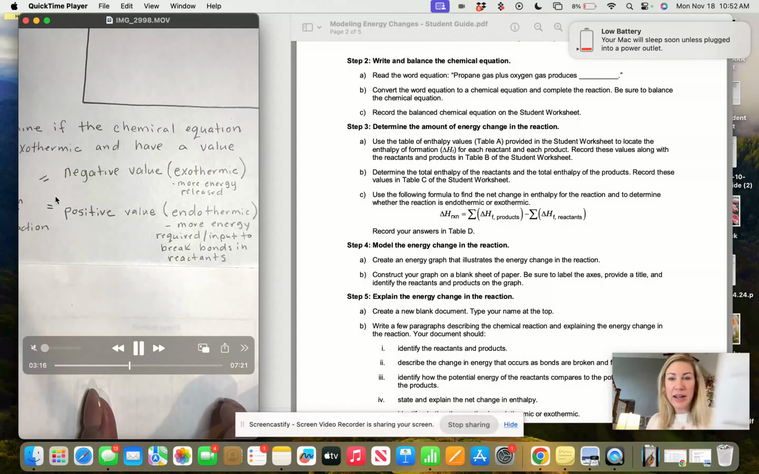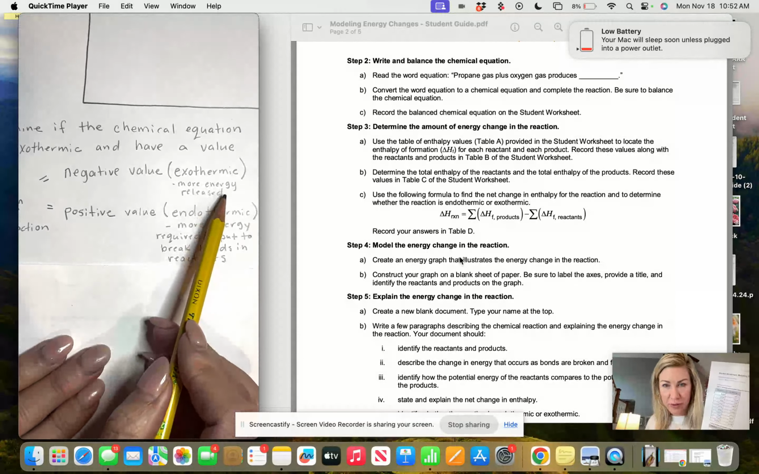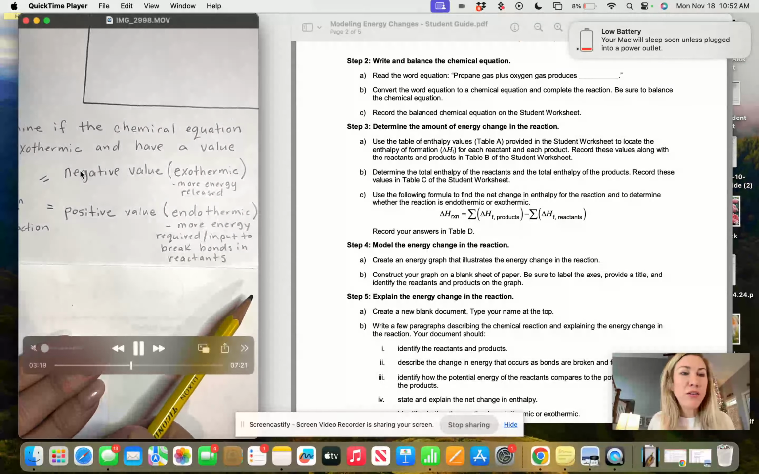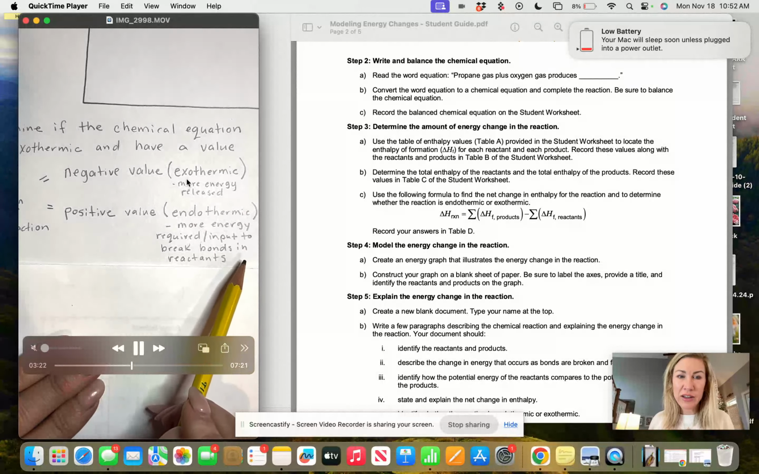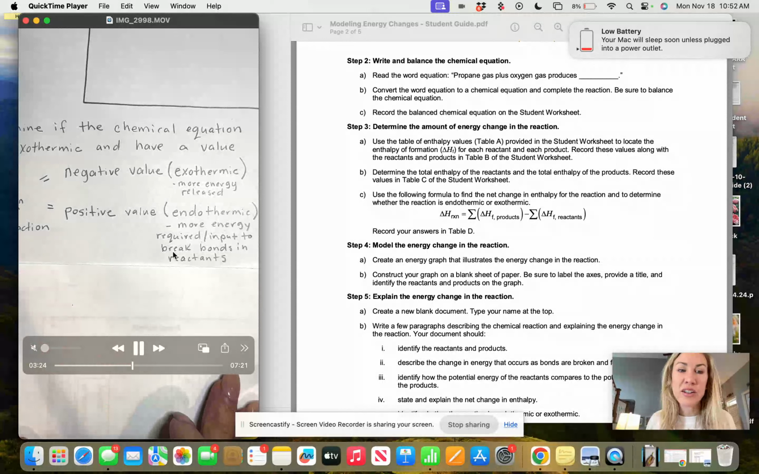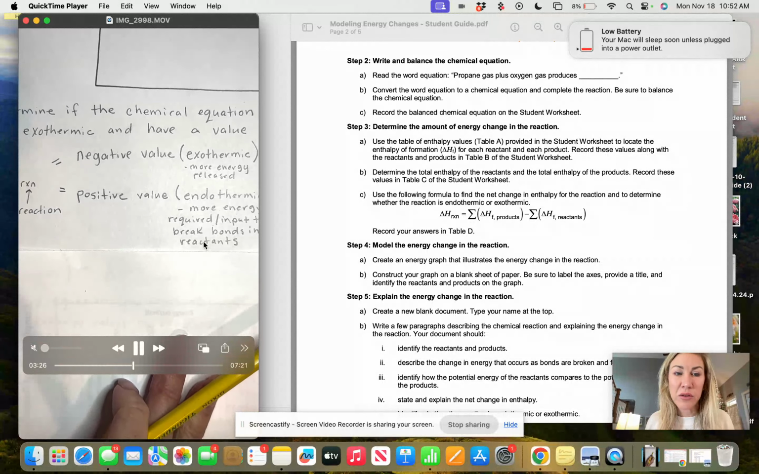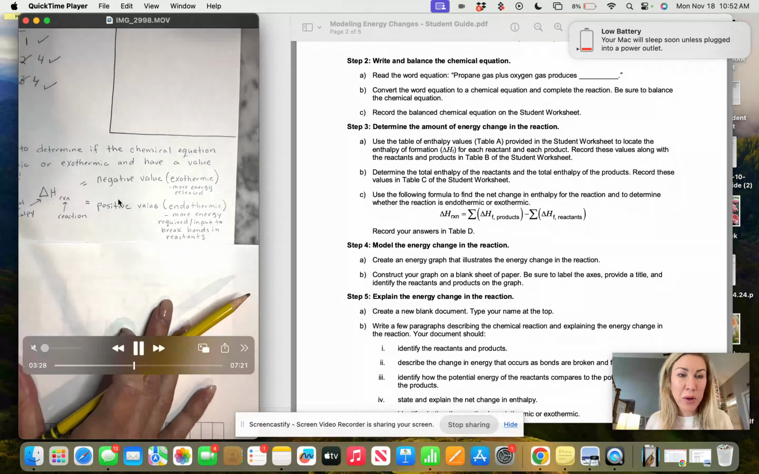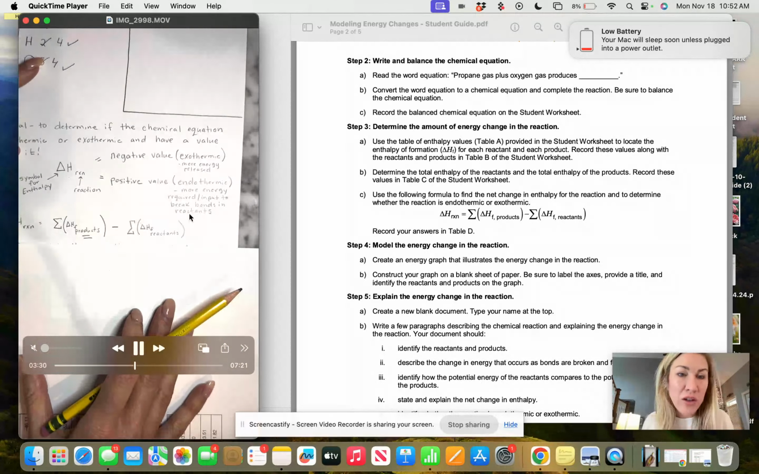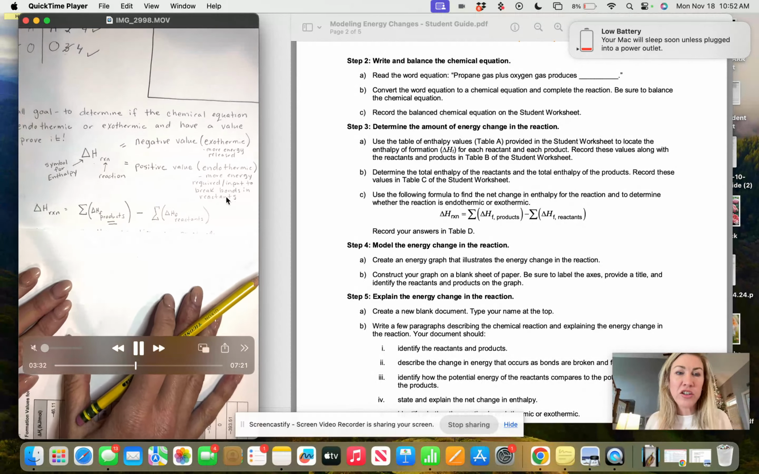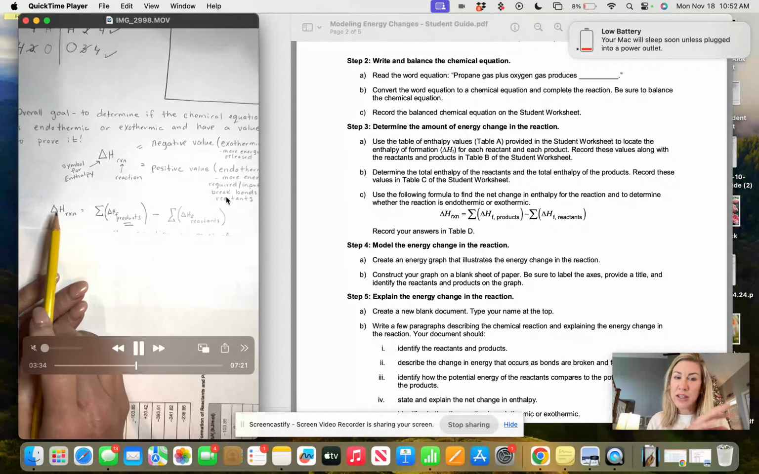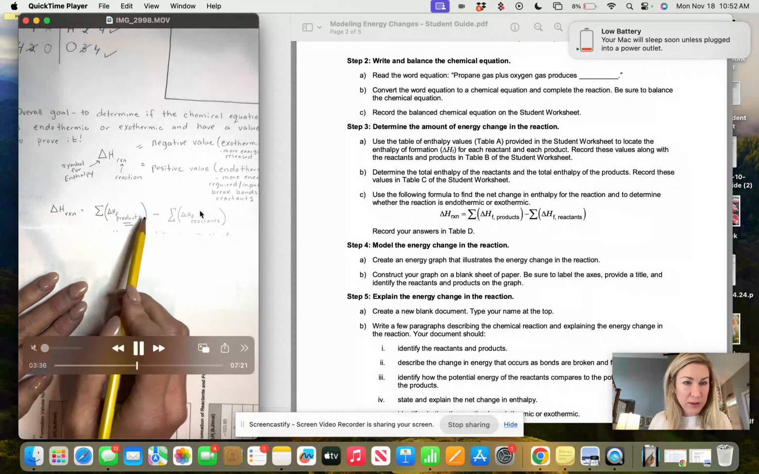When you get an answer to this equation, if you end up with a negative value, that's going to give you the indication that that reaction is exothermic. More energy is being released. If your value is positive, that would be an endothermic reaction. There's more energy that's being required on the front end of the reactants to break the bonds.